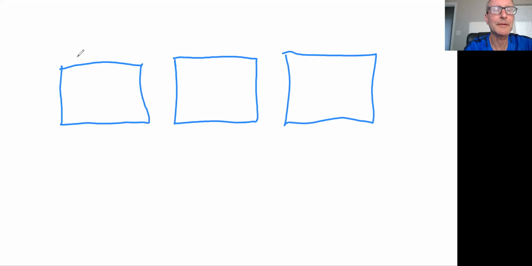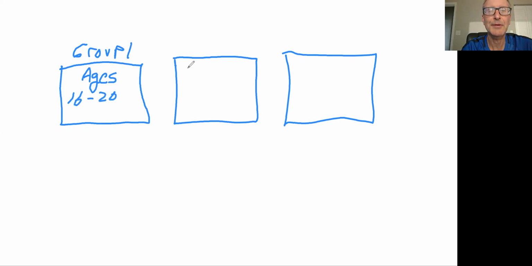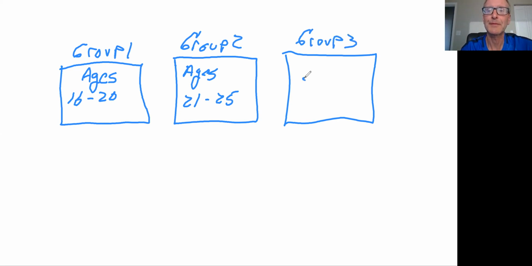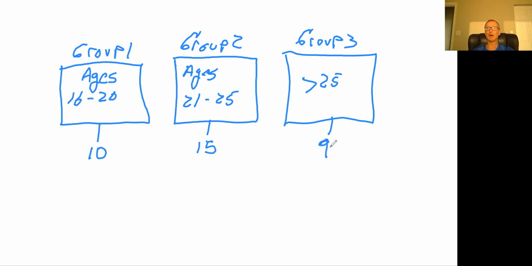Let's use ages. Group 1 would be ages 16 to 20, group 2 would be ages 21 through 25, and group 3 would just be greater than 25. If you look at these groups, say there were 10 in the first group, 15 in the second group, and nine in the third group. That's what we mean by splitting up a population, for example our class, into different groups.